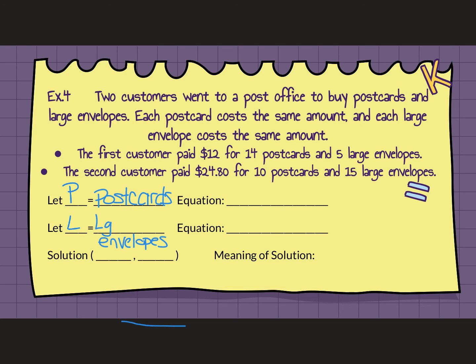So we have 2 bullet points, and it's talking about the first customer, so that's going to be equation 1, and then the second equation is going to come from the second customer. Alright, so let's talk about this first customer here. They paid $12, so that's how much money they spent total for 14 postcards, so 14P. And, which is a math word, that means to add, 5 large envelopes, so 5L. There's our first one. Done.